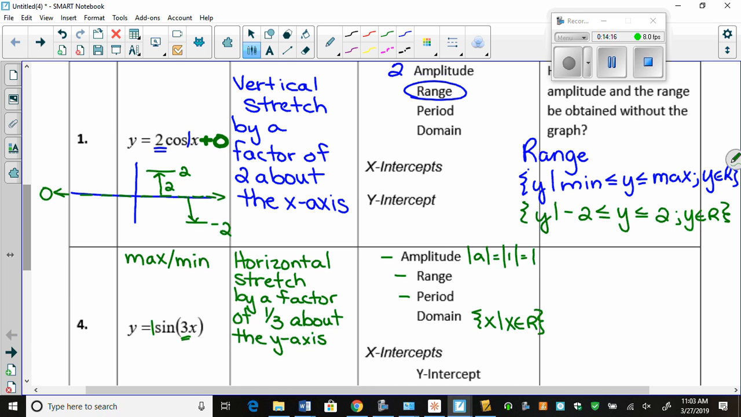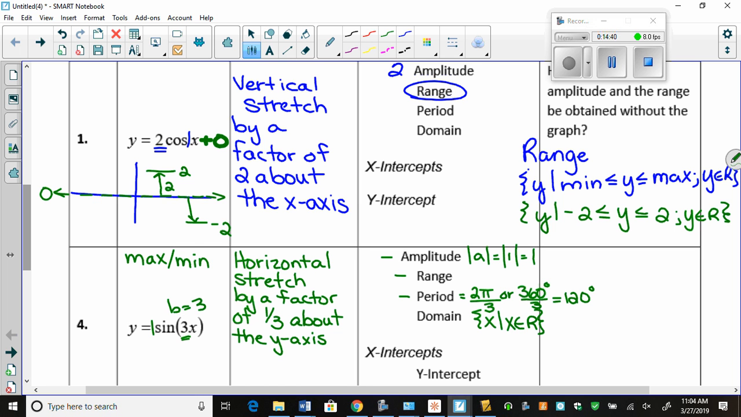The period of this one, we'll do it in radians. 2 pi divided by what? My b value, which is b equals 3. It's what's between these. So it's 2 pi over 3, or 360 degrees divided by 3, which is 120 degrees.